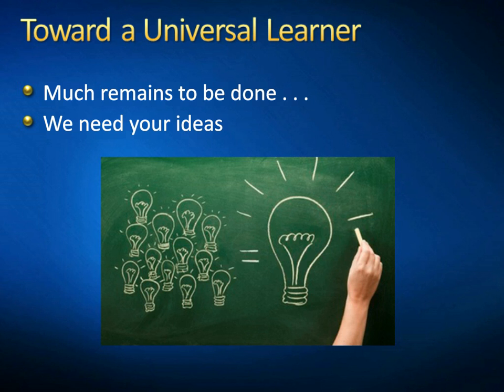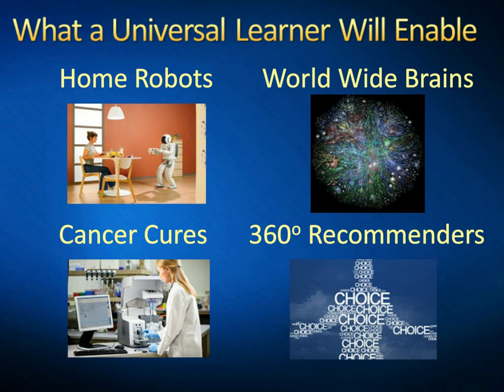So let me just conclude by mentioning some of the things that we don't have today, but that I think we will have if we can create such a universal learner. The first one is home robots. We would all love to have robots that cook dinner for us and do the dishes and make the beds and whatnot. But the reason we don't have them today, or at least one reason, is that, first of all, you can't build a home robot without machine learning.